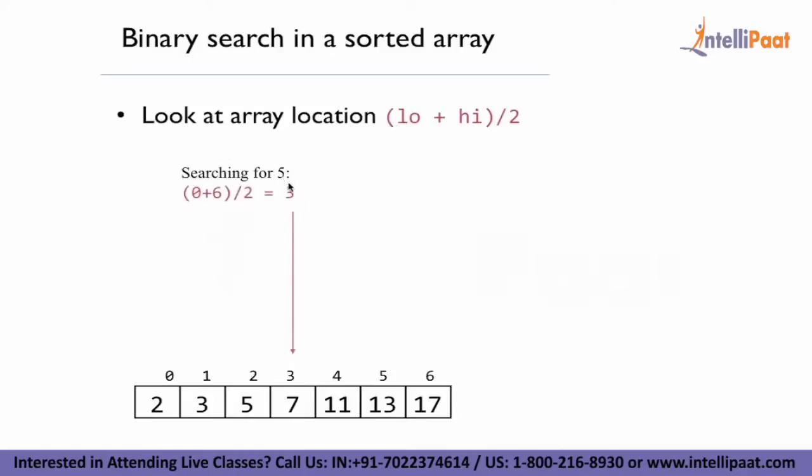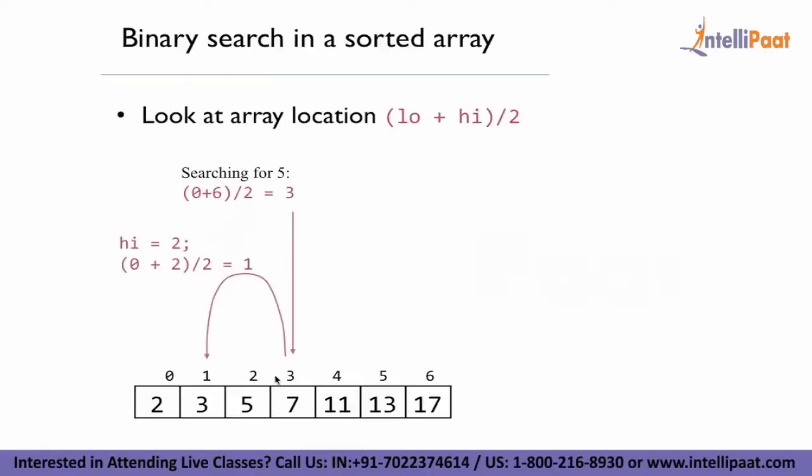So (0 + 6) / 2 equals 3. Now we divide this array into two parts, this part and this part. That is, this will become the root, and this will be the left subtree and this will be the right subtree.